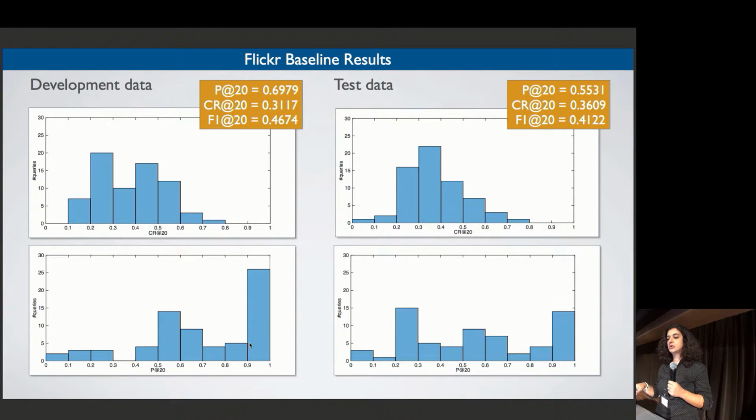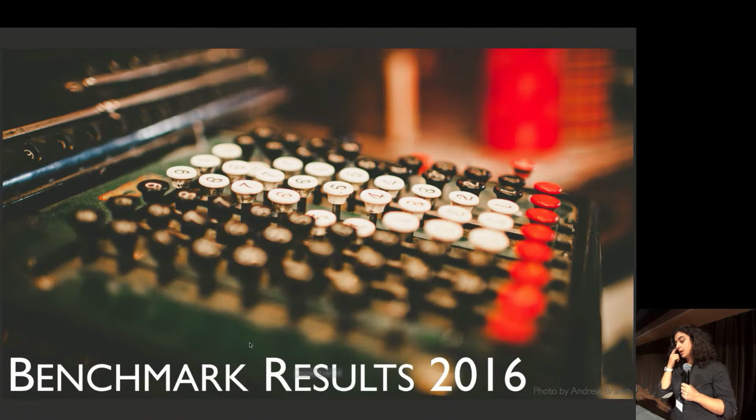Some baseline results for Flickr: we can simply see that the top line is the cluster recall, which is pretty low, also equally distributed across the development and test data. There is some difference with the precision, which is quite lower for the test data, but still comparably low.